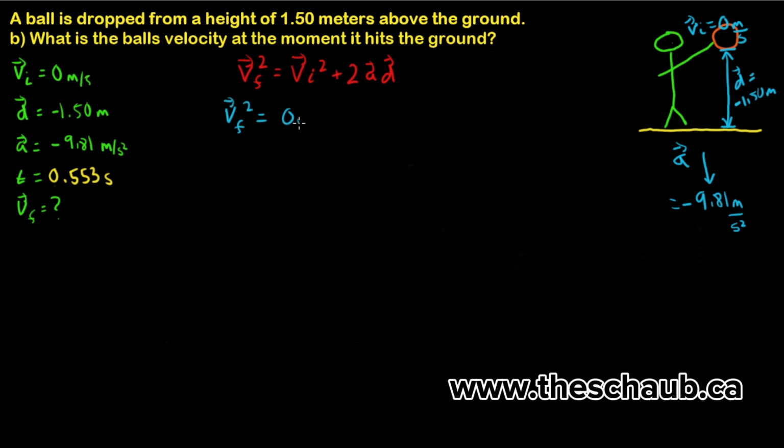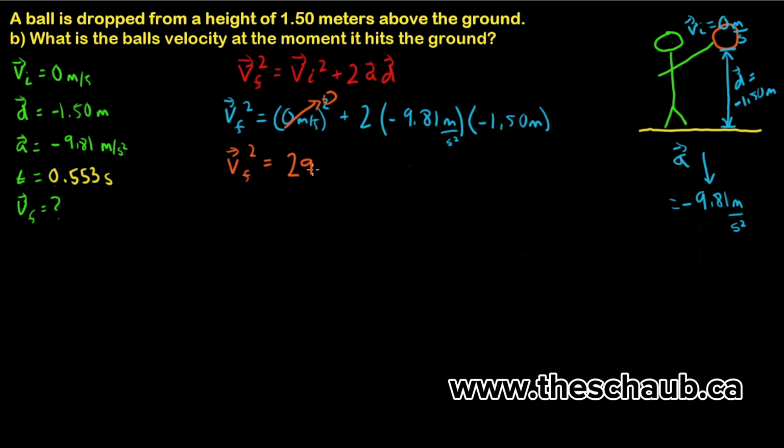Well, that's 0 meters per second squared plus 2 multiplied by gravity, which is negative 9.81 meters per second squared, multiplied by our displacement, which is negative 1.50 meters. So our 0 squared term is just 0. It doesn't exist. So Vf squared is equal to 2 multiplied by negative 9.81 multiplied by negative 1.50, which equals 29.43 meters squared per second squared, because our meters multiply, making meters squared, and our seconds squared just stay here.